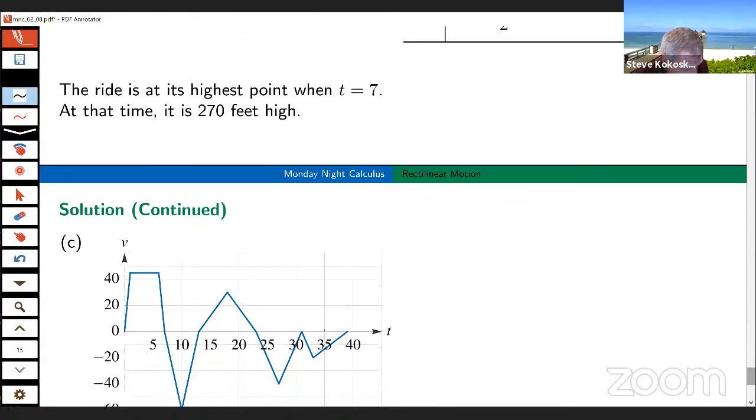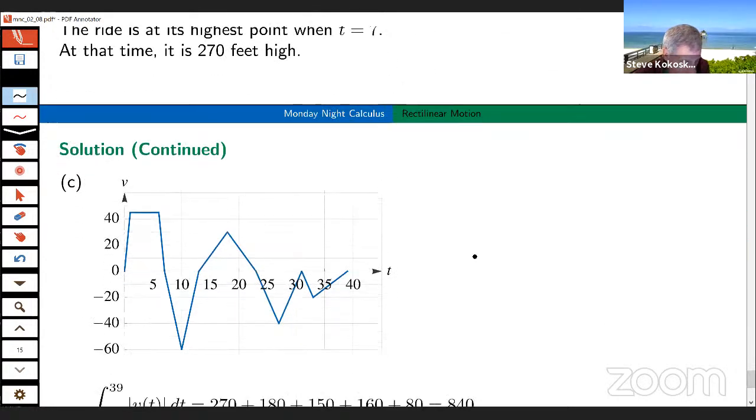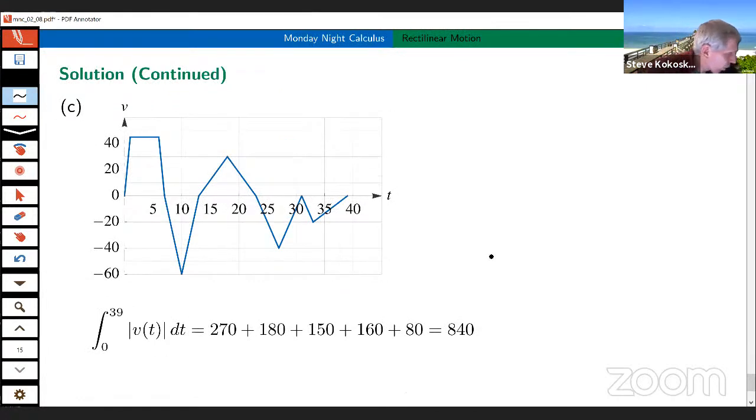And let's see, down here in C, where are we going? There we go. C, find the total distance traveled by the ride during the time interval 0 to 39. So for that one, we have to find the integral of the absolute value of the velocity. Well, okay, there's the velocity function, there's the graph. And really, instead of subtracting these areas, I simply have to add them in this time. And so the total distance traveled by this ride is 840 feet.